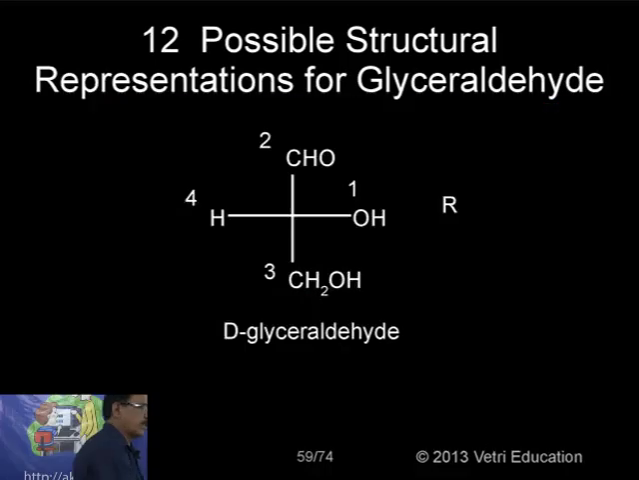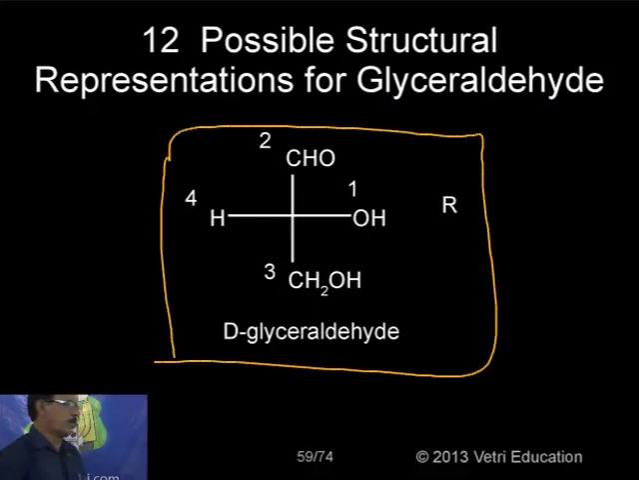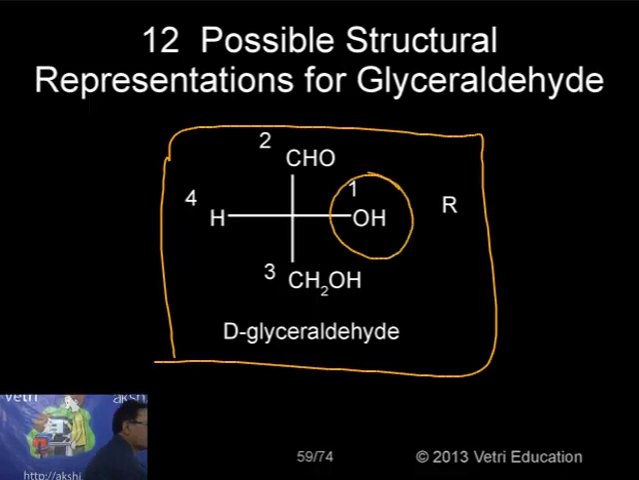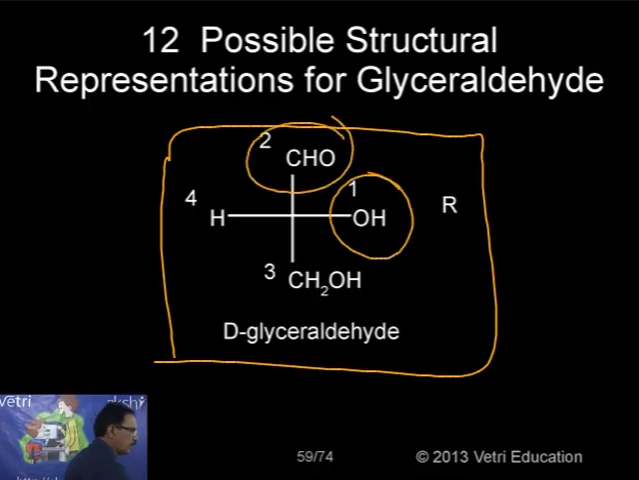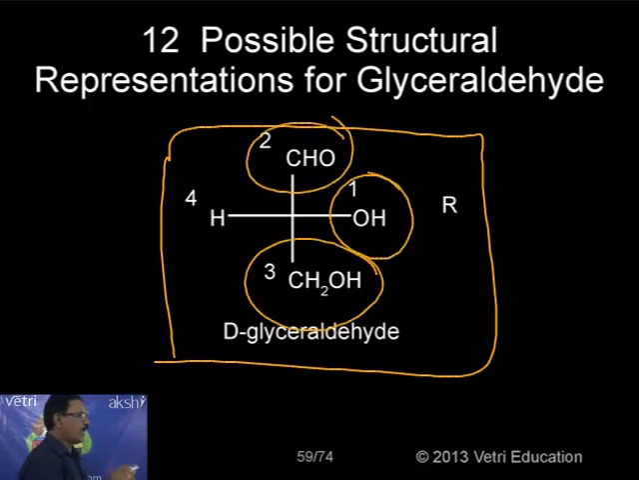Okay, now just see here, that is the model. Now we come to the two-dimensional board. We already know the priorities: OH is number 1, CHO is number 2, CH2OH is number 3. So now we have to connect them, neglect the fourth priority, and draw the arrow.